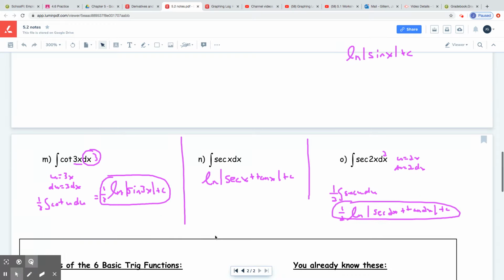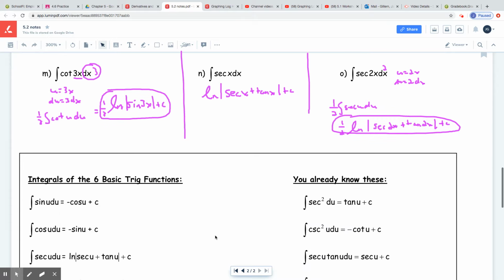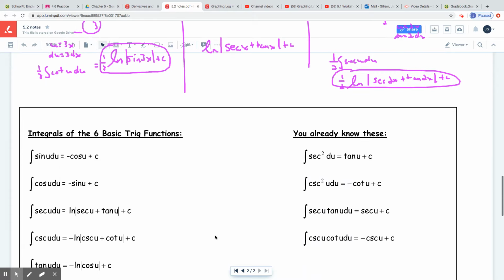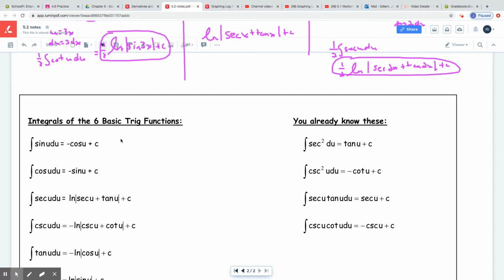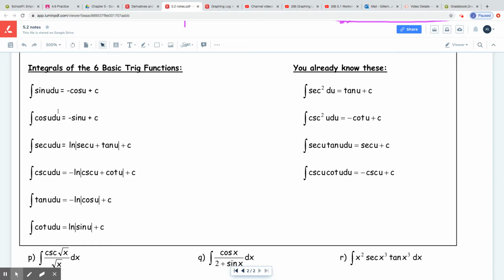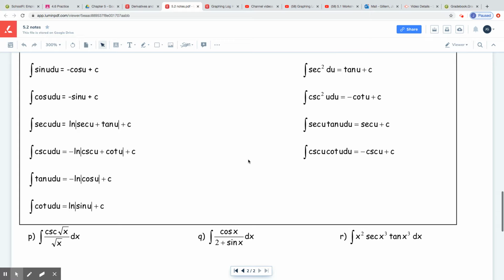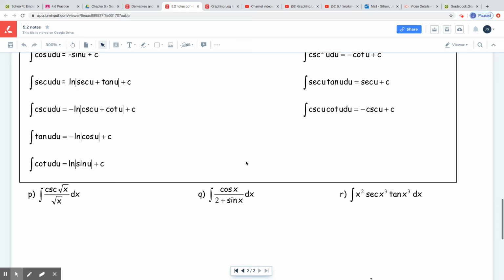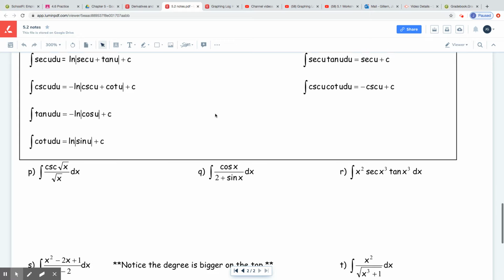You can see here, this is just stuff that was already on our formula sheet. Fortunately, you don't have to memorize all this stuff. There are all the six basic trig functions. We already knew those. These are some new ones here with all the natural log stuff. Like I said, all of these are on your formula sheet.